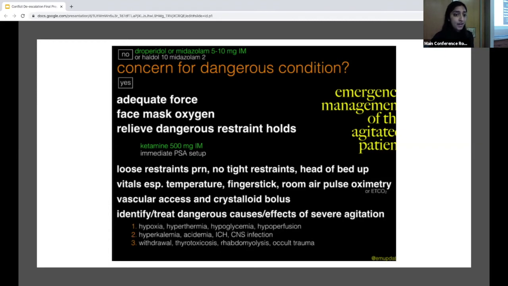Elevate the head of the bed, and then make sure that you are putting the patient on the monitor, checking their temperature, looking for all those reversible causes or medical causes that may require further workup, like hypoxia, hypothermia, hypoglycemia, hypoperfusion, hyperkalemia, acidemia, intracranial hemorrhage, CNS infections, withdrawal, thyroid toxicosis, rhabdo, oral shock.